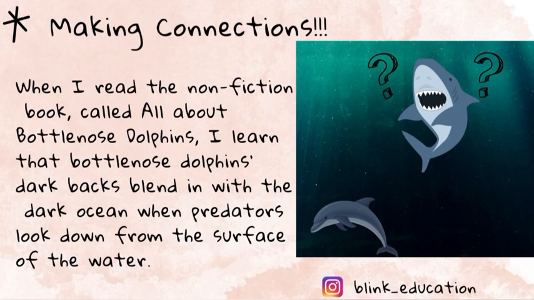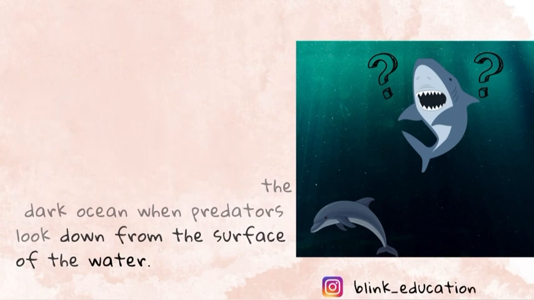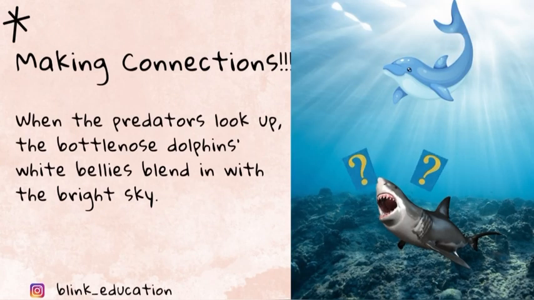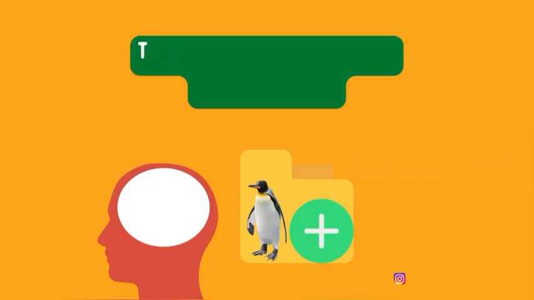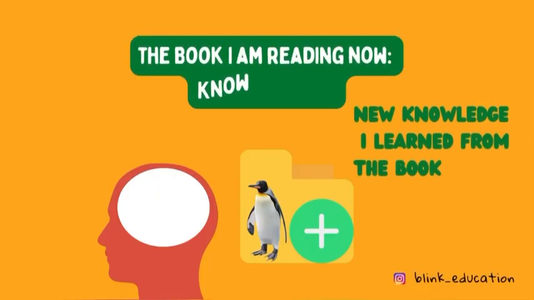When I read the non-fiction book All About Bottlenose Dolphins, I learned that bottlenose dolphins' dark backs blend in with the dark ocean when predators look down from the surface of the water. When predators look up, the bottlenose dolphins' white bellies blend in with the bright sky. The book I'm reading now, No Wonder.